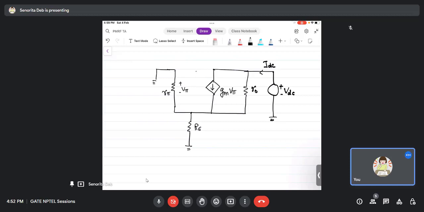I'm giving you 5 minutes for this. It's a bit calculative, but you will get it. It's not that difficult. Please solve.